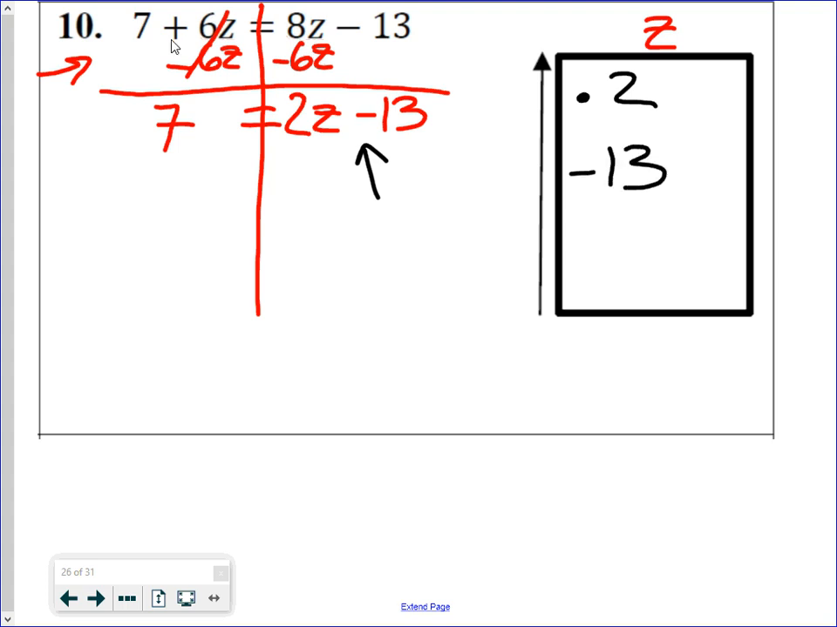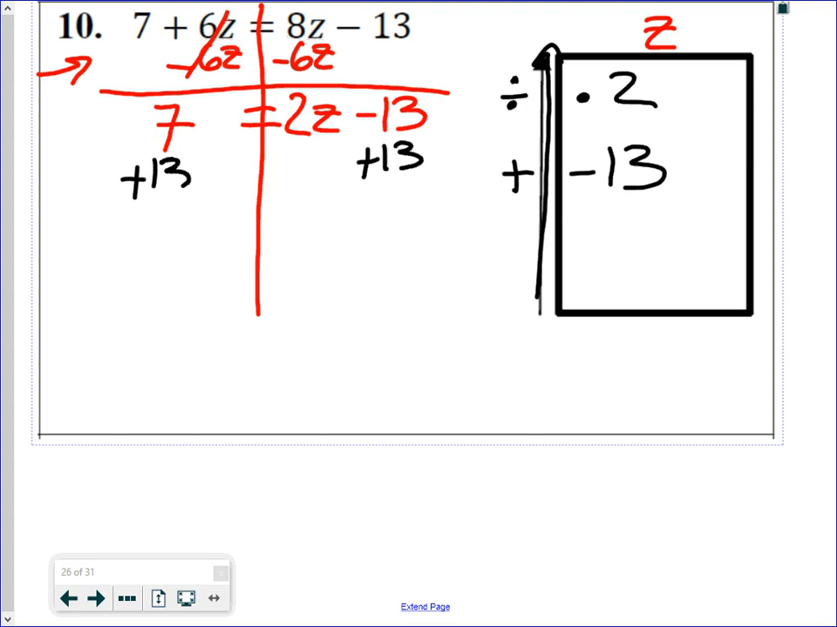Now we're going to go bottoms up, do the opposite, right? So go from the bottom to the top, and say instead of minus 13, we're going to add 13 to both sides. And instead of multiplying by 2, we're going to divide by 2. So let's do that by adding 13 to both sides. Plus 13, plus 13. And remember, I like to write these out from left to right.